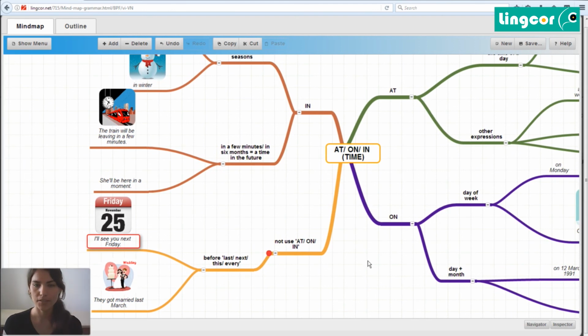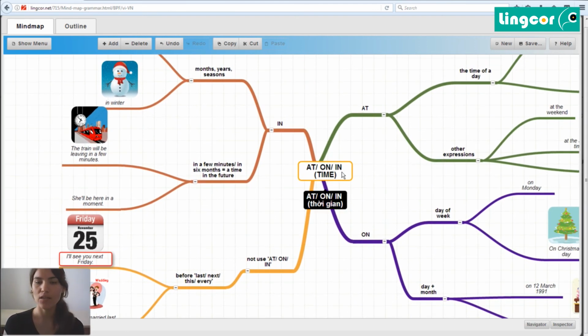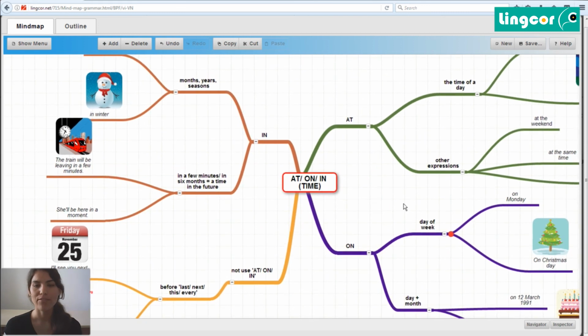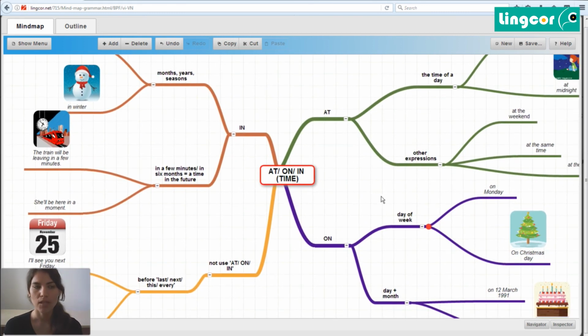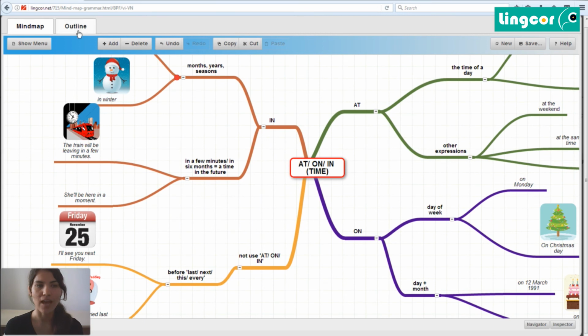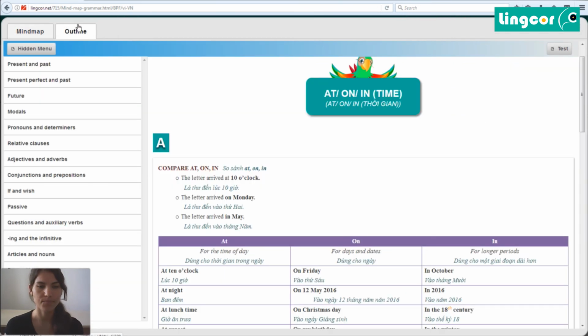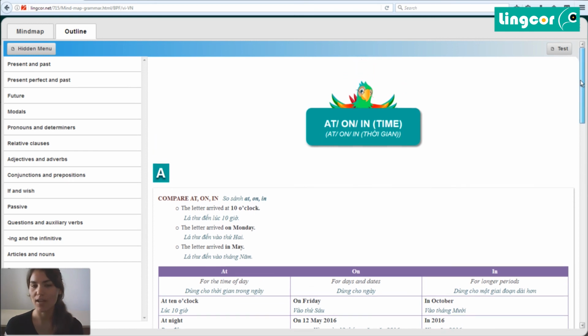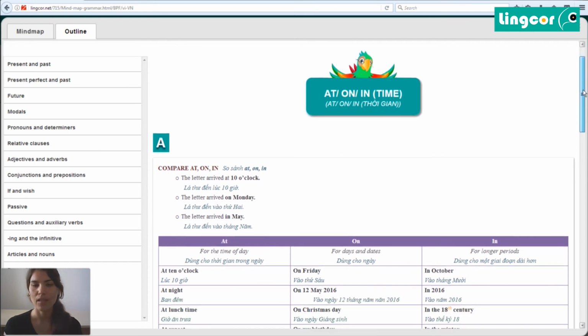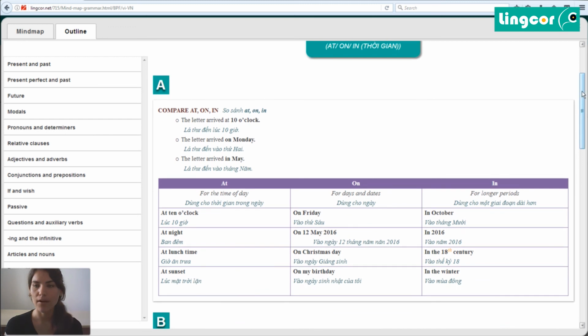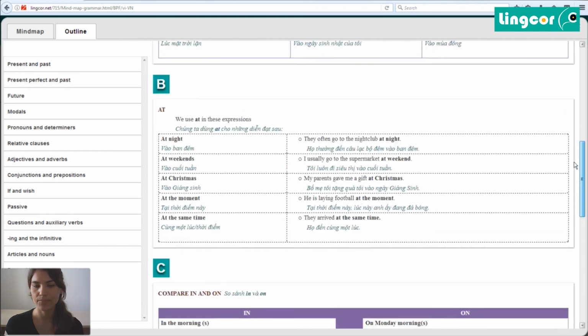Okay, so these are your completed mind map for at, on, and in time. So you can come back to this at any time you want to refresh your memory. But if you are finished here with the mind map, you can go ahead and click here for the outline to find more information. This is the outline for at, on, and in time. So you can scroll through this, compare them, find more information, and further examples of sentences here.